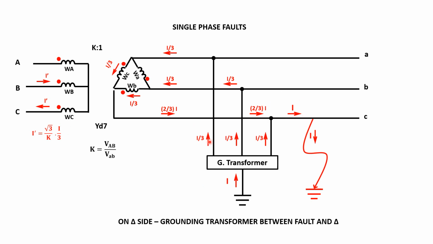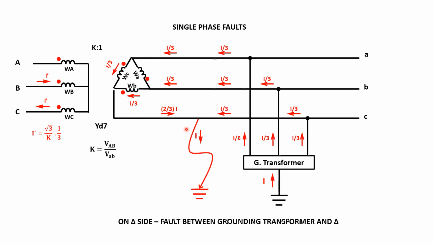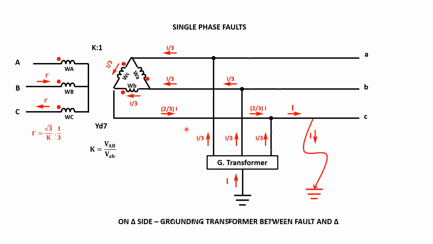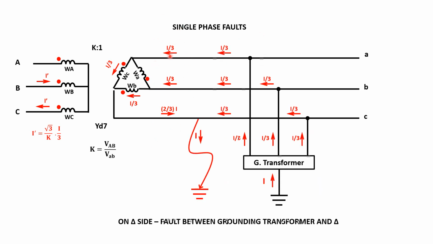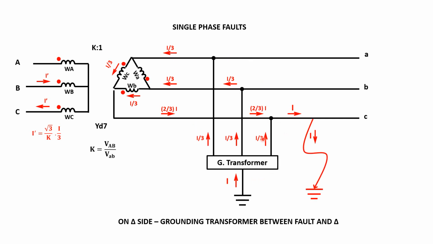So in this case, the fault is outside the zone, the transformer is between the fault and the delta, and this side has no change. You can only see the distribution of the current compared to the previous one. We have the full current coming out here to go to the ground, but this side has no change. We don't have any zero sequence current in the delta, but we have zero sequence current in other places. For example, in this area we have zero sequence current.